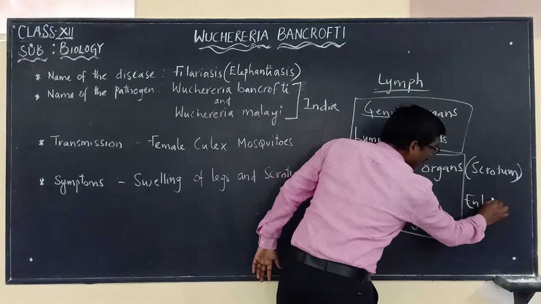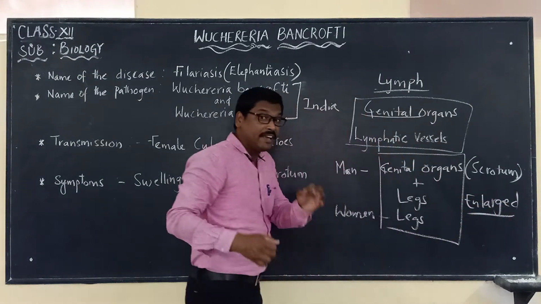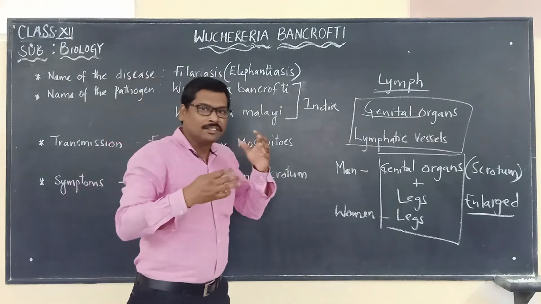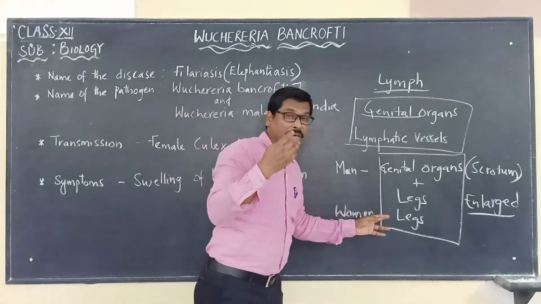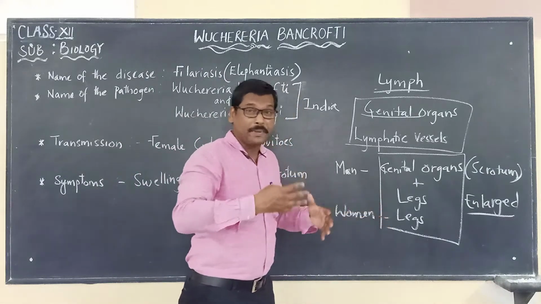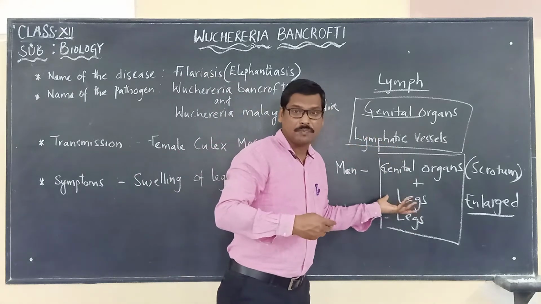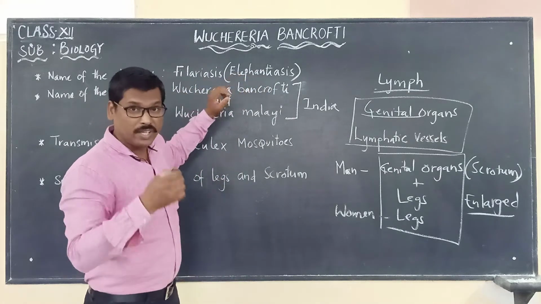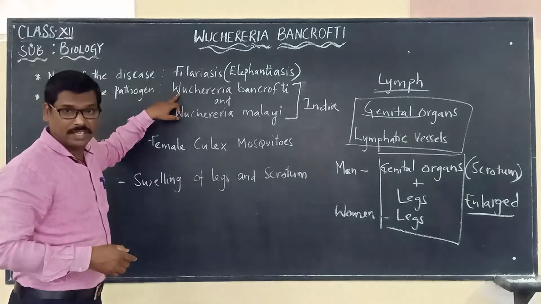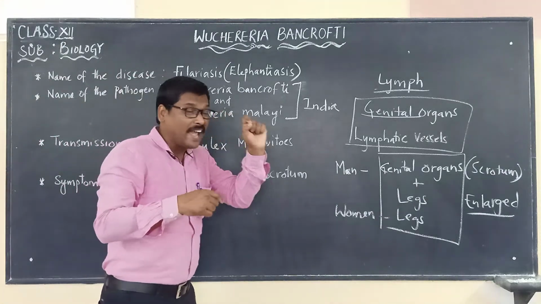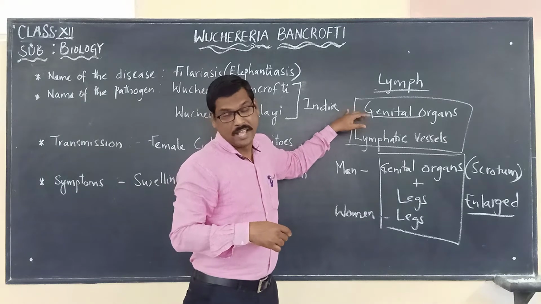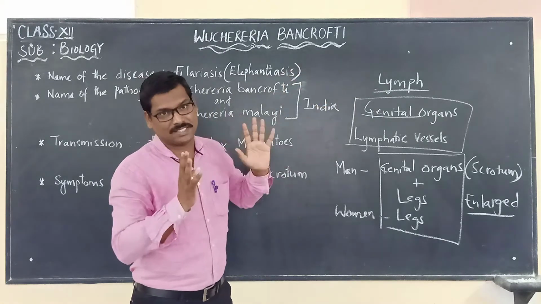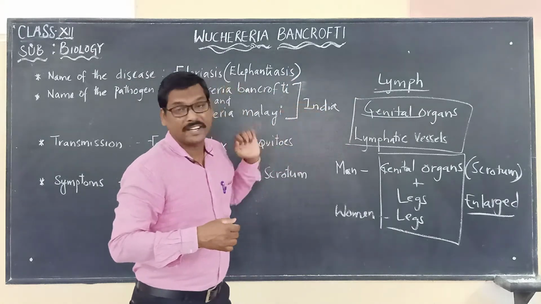Because they are enlarged, they will appear like the organs of an elephant. The legs of that individual will appear like the legs of an elephant. So that's why we call this elephantiasis. We have to remember that when this pathogen enters the body, it attacks the lymphatic vessels and the genital organs. There it accumulates the lymph, the lymph cannot move from those places, and it starts multiplying in the lymphatic vessels.